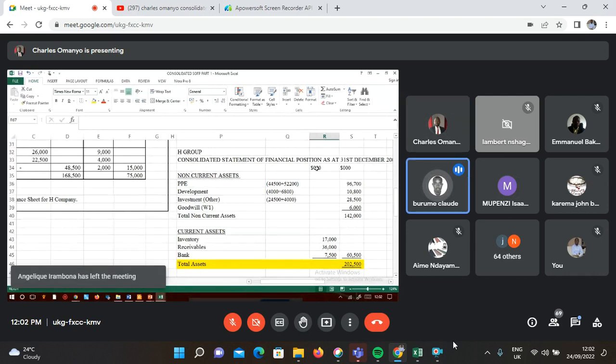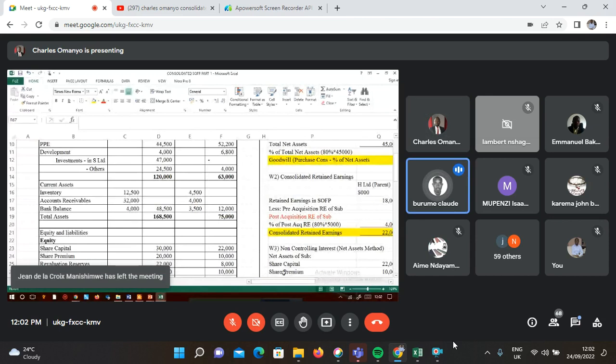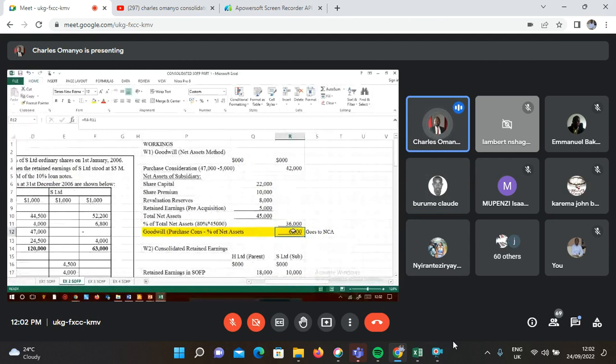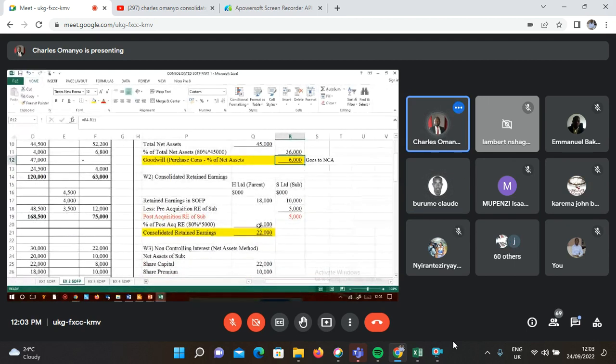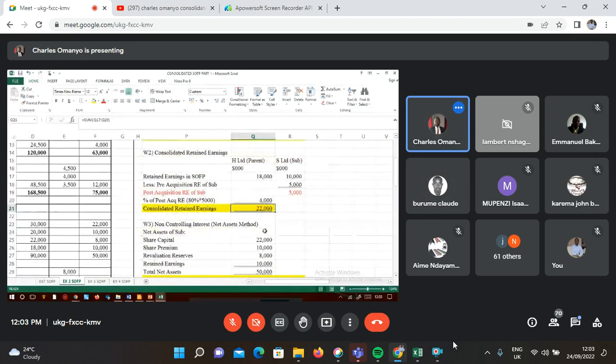I have a question about the goodwill. If the goodwill is negative, it will appear in the income statement. But what about the investment? You still don't account for it. Look here: if goodwill was negative, you come to retained earnings here and add 6,000. So this will not be 22,000, it will be 28,000. Do you agree? Yes. If that is 28,000, you will account for it.